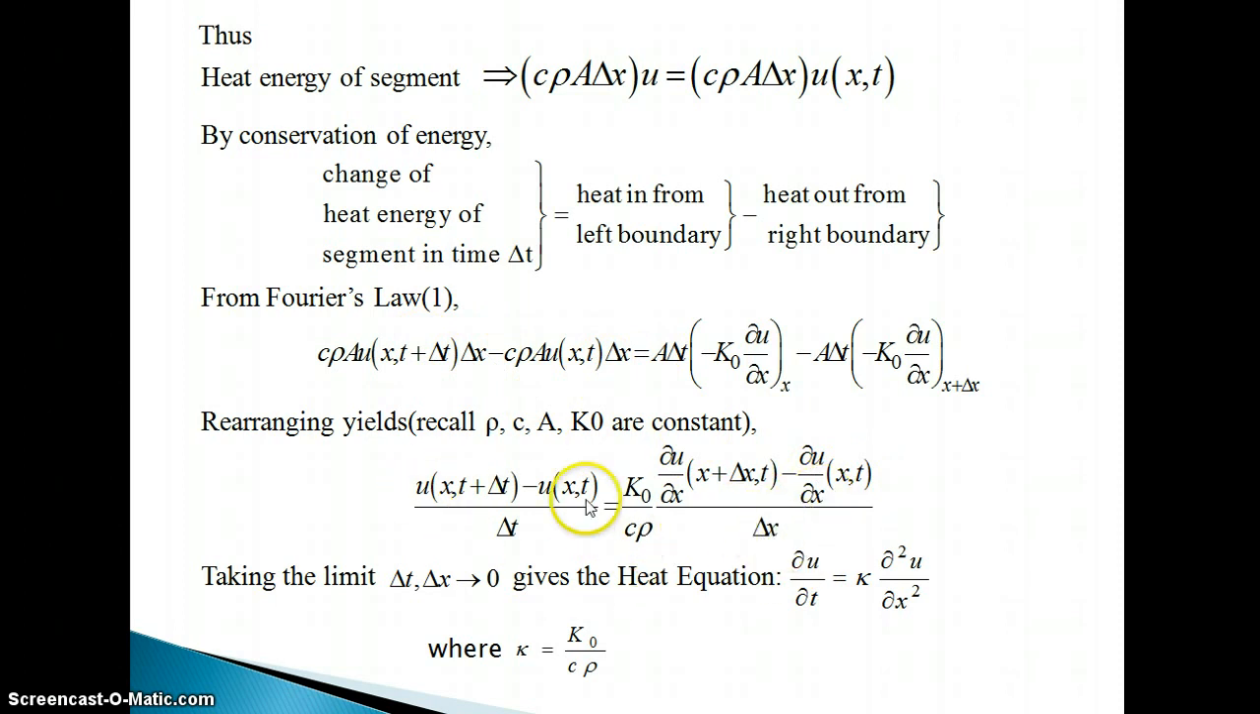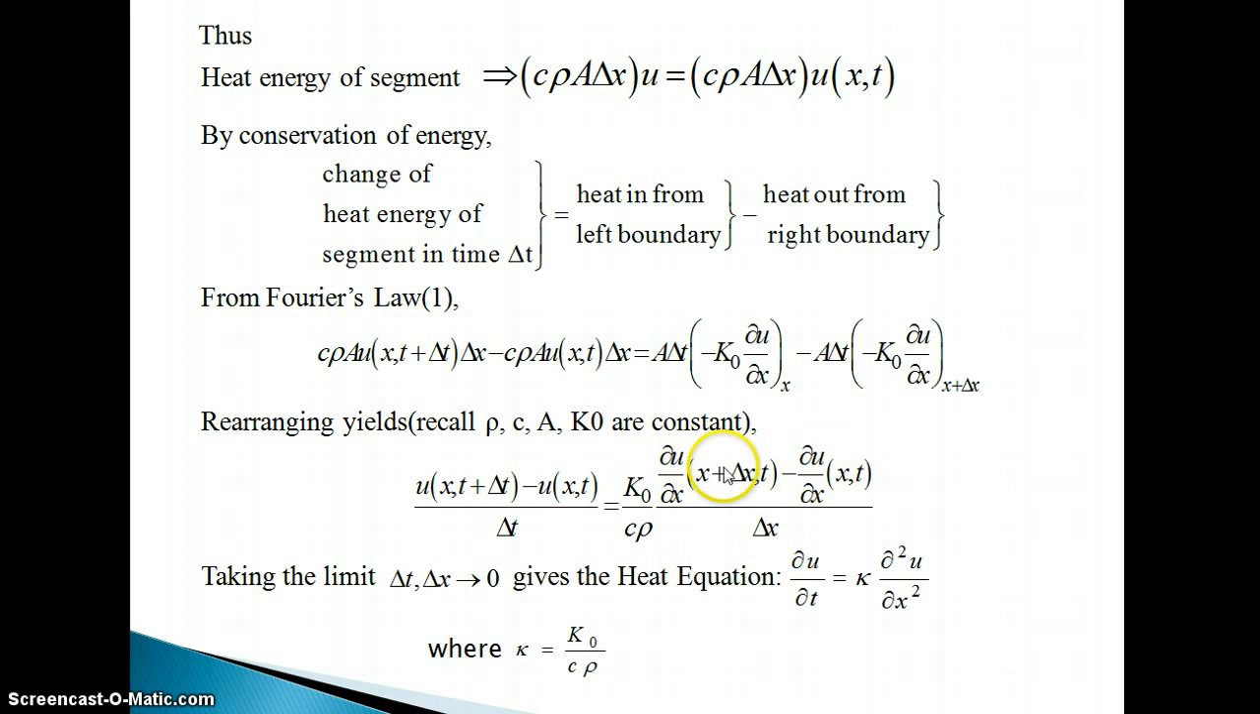So we get this, and you can check, it is just the definition of a derivative. This is varying with respect to time: u of x comma t plus delta t minus u of x comma t, divided by delta t. As delta t tends to 0, this left hand side is the derivative of u with respect to t. Since x is fixed, this becomes the partial derivative of u with respect to t. And on the right hand side, k naught by rho c is some constant, times dou u by dou x at x plus delta x comma t minus dou u by dou x at x, divided by delta x. Here t is fixed and it is changing with respect to x, so these are partial derivatives.